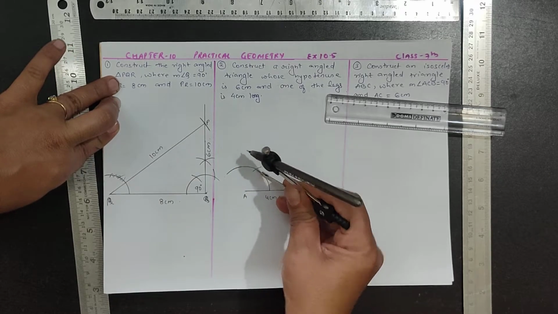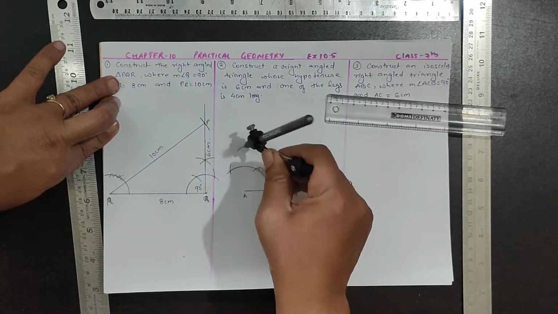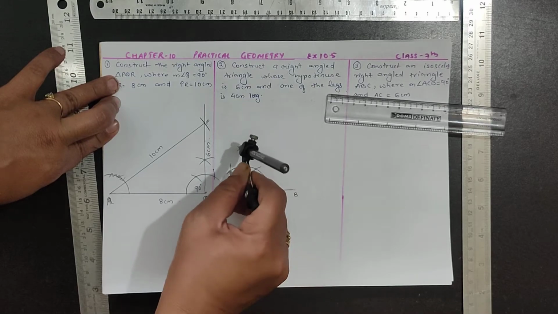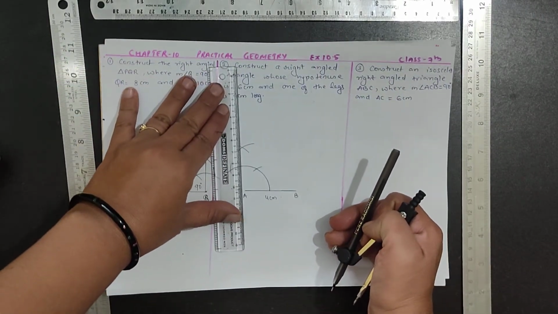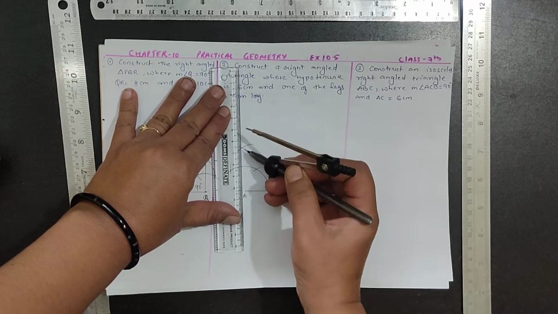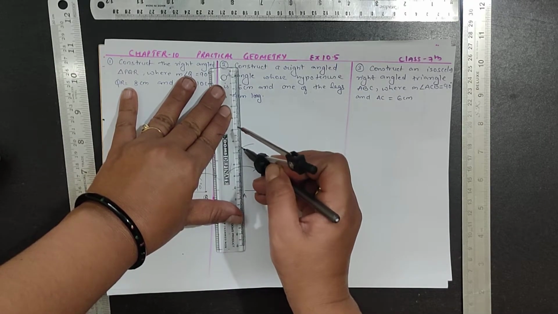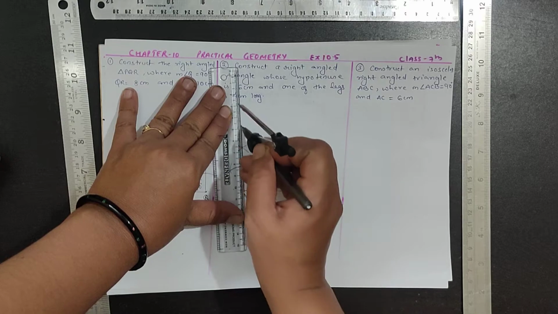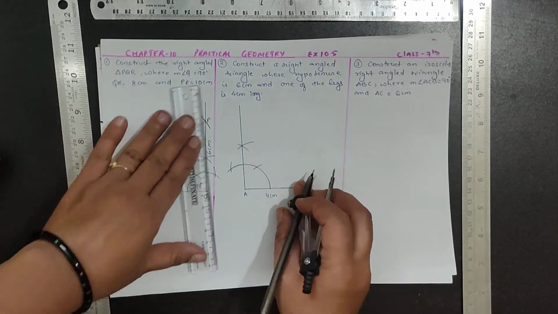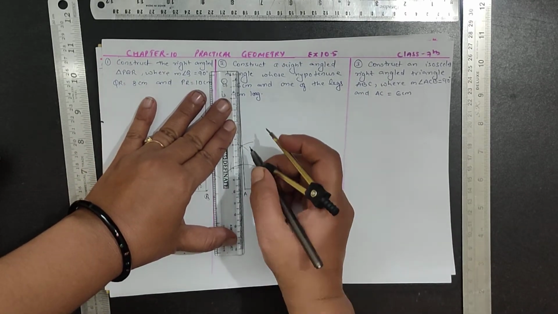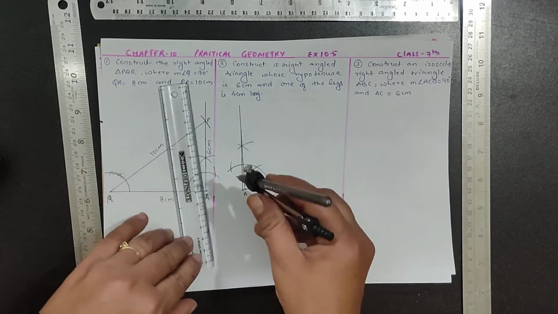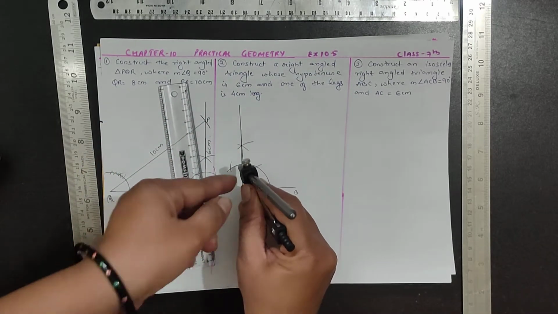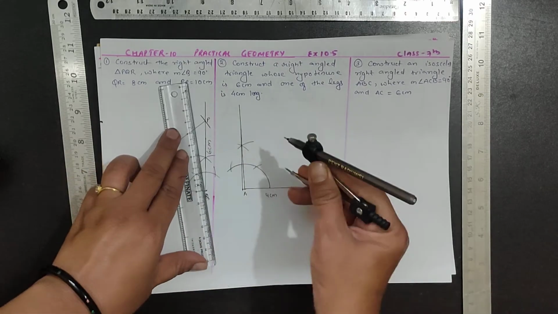First arc 60, second arc 120. In between 60 and 120, you will get the angle bisector, which is called 90 degree. Angle bisector of 60 and 120 is 30 degree. So this is your line segment. Then from here you need to construct the hypotenuse.